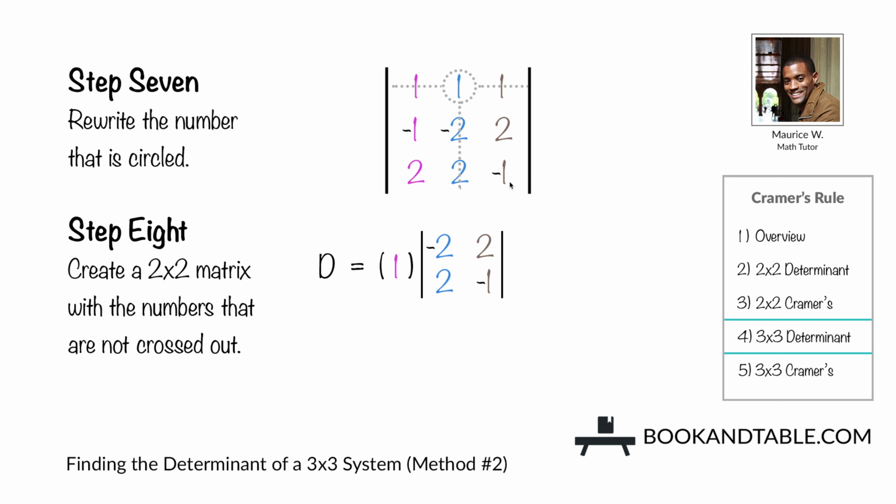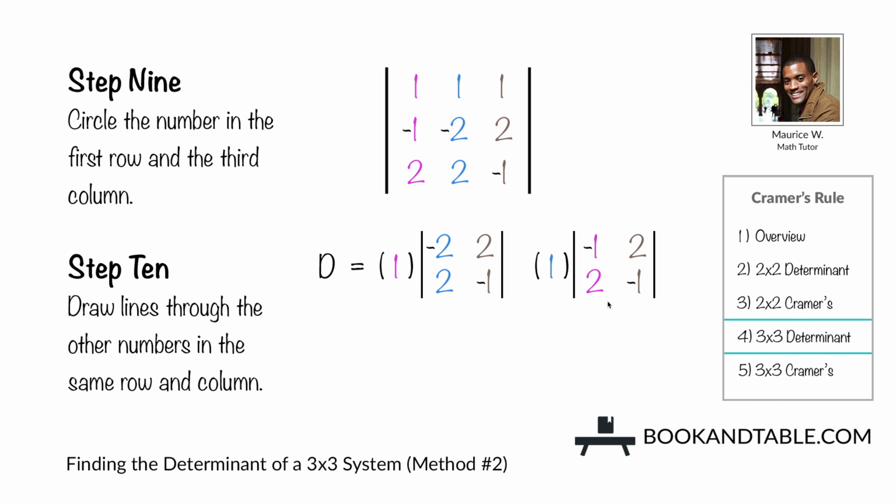So step 7, rewrite the number that is circled, +1. And then step 8, create a 2x2 matrix with the numbers that are not crossed out. So that'll create a row of -1, +2, and a second row of +2 and -1. So we have our second 2x2.